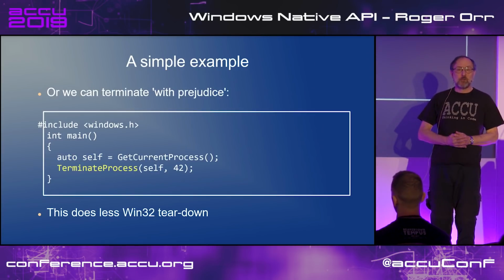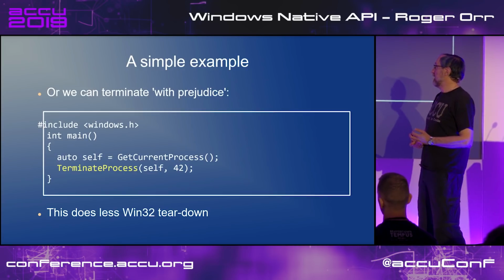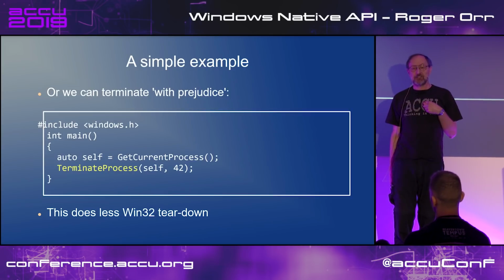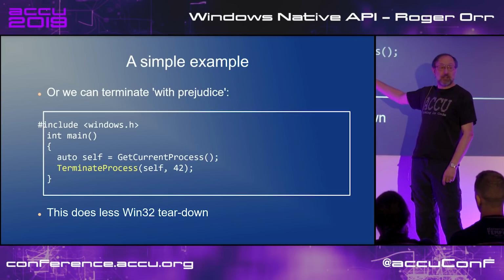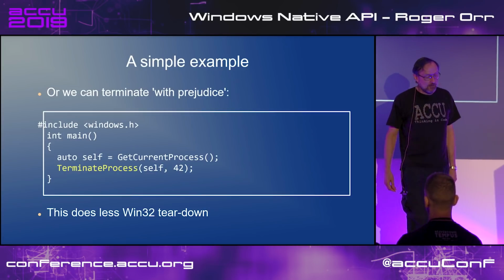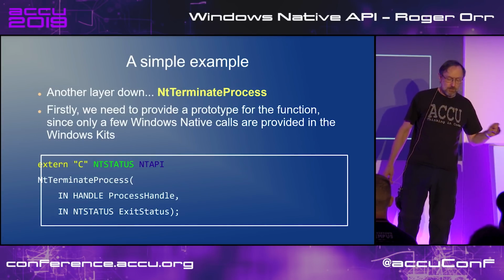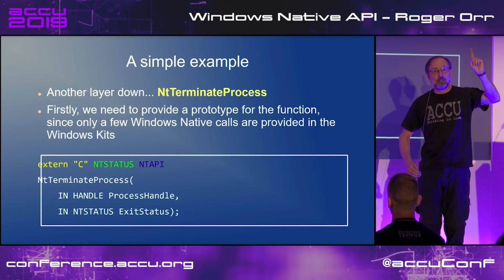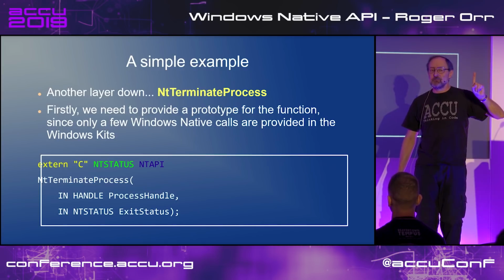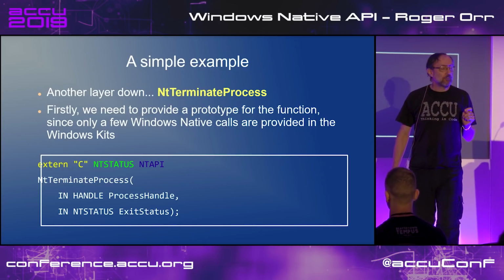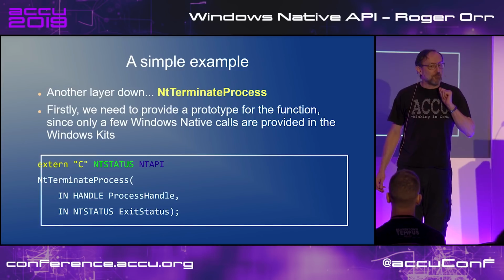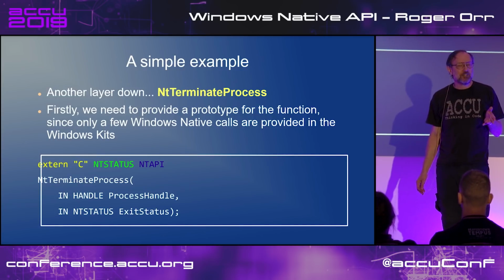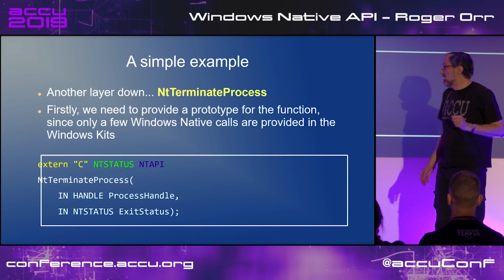We can go further. We can terminate with extreme prejudice. We can get our current process ID and we can call TerminateProcess on ourselves with the same number. And then we can go further still, and we can call the underlying NtTerminateProcess. But it's not quite as easy as that, because they don't give us a header file with NtTerminateProcess in. Or at least I couldn't find one, which is not necessarily quite the same thing.